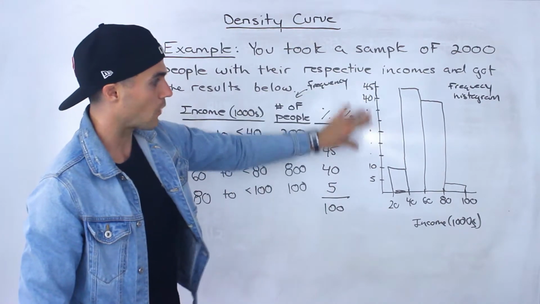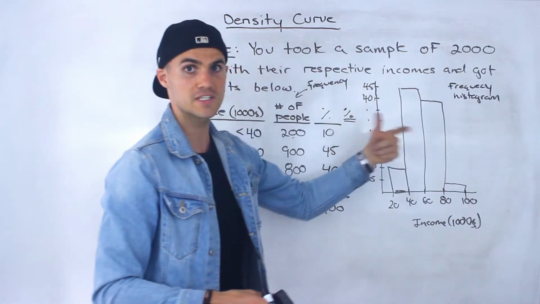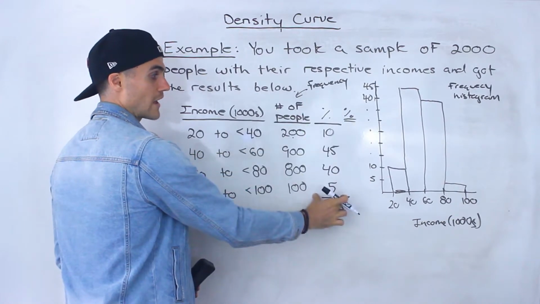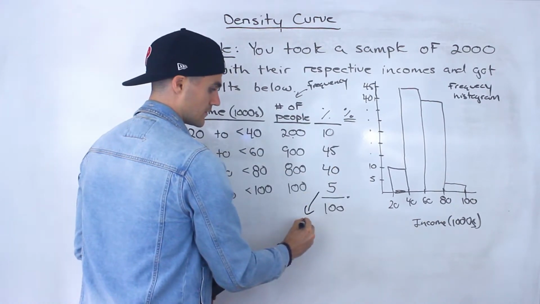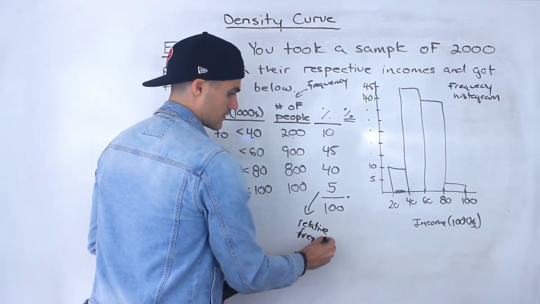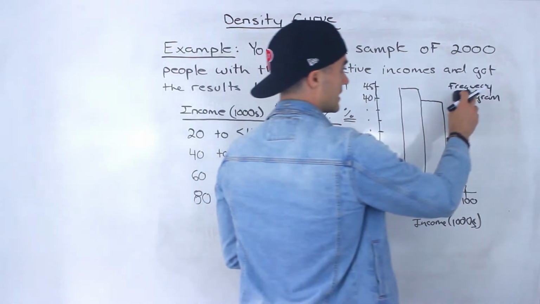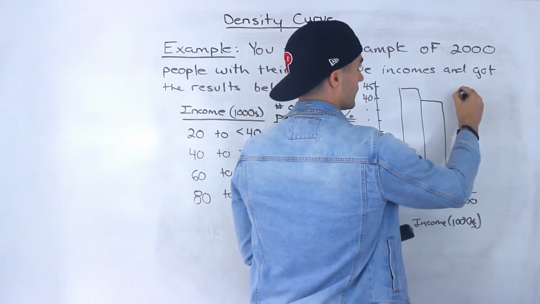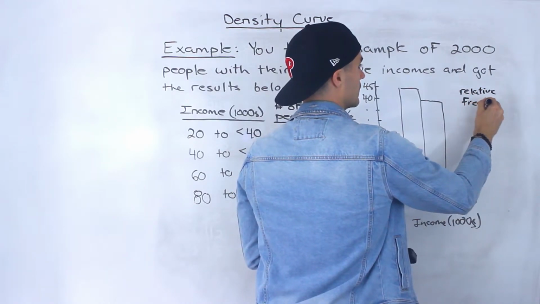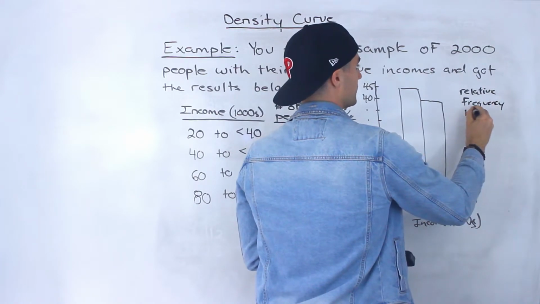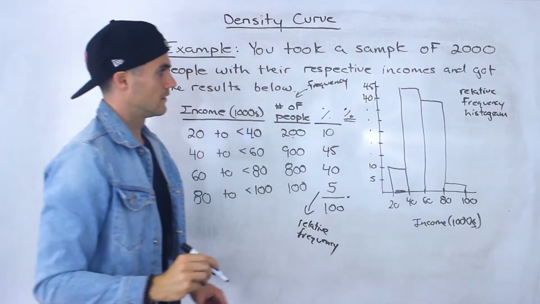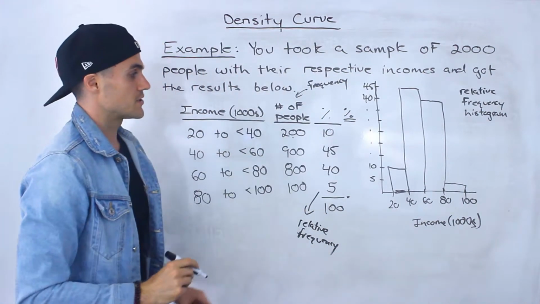And now that we changed this y-axis to a percentage, it's no longer a frequency histogram, which was based on this column here. This column here is the relative frequency. And so this is now a relative frequency histogram. Right, where that y-axis again is percentages.